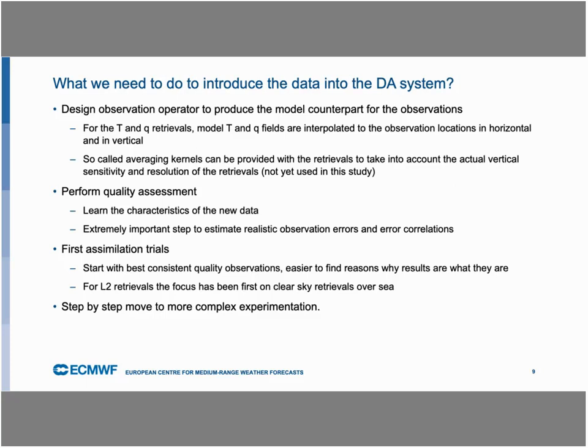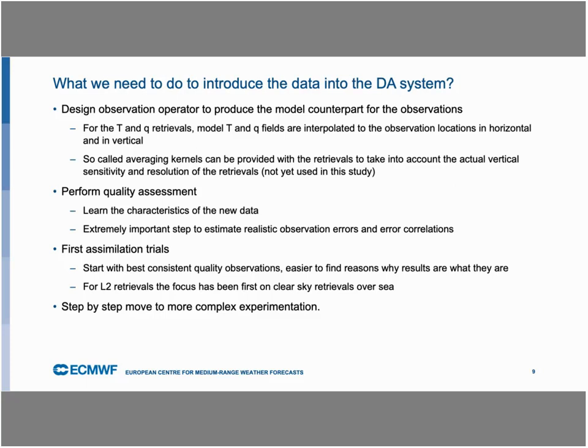And then when we have the observation operator, we are able to produce the model counterpart for the observations. Then we can perform a lot of quality assessment for the data, and this is very important to learn the characteristics of the data, and an extremely important step to define realistic observation errors and error correlations for the observations. And when we technically have everything in place, the observation operator, the quality control, and the observation errors and correlations, we are ready to move on to the assimilation trials.